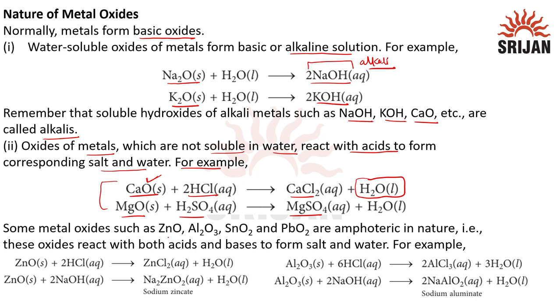Now, some metal oxides such as zinc oxide and aluminium oxide are amphoteric in nature, right? That is, these oxides react with both acid as well as base to form salt and water. For example, when zinc oxide reacts with HCl, it forms salt, that is zinc chloride and H2O. Similarly, when it reacts with a base, that is NaOH, it also forms salt, that is sodium zincate, and water. Same case with aluminium, it also forms salt and water when it reacts with an acid, and forms a salt and water when it reacts with a base like NaOH, that is sodium aluminate and water.